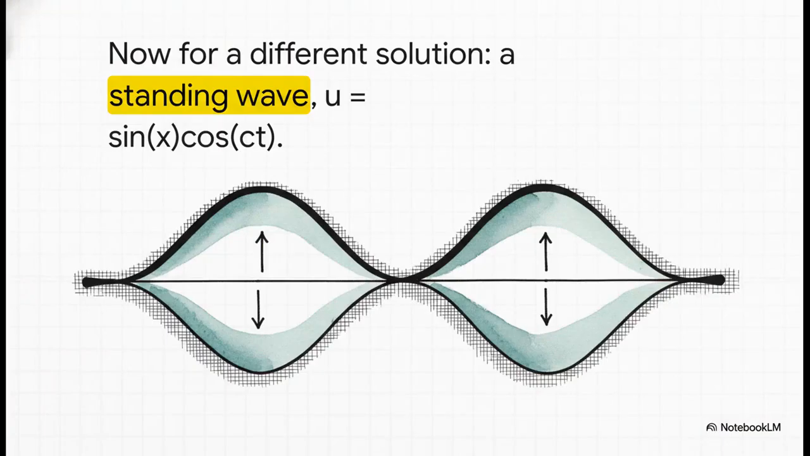All right, let's try something different, a standing wave. Now look at this function. See how the space part, sine of x, and the time part, cos of ct, are separate? They're multiplied together. This is a super common way to solve these kinds of equations, by the way. It's a method called separation of variables, where you basically guess that the solution is a product of two separate functions, one for space and one for time.